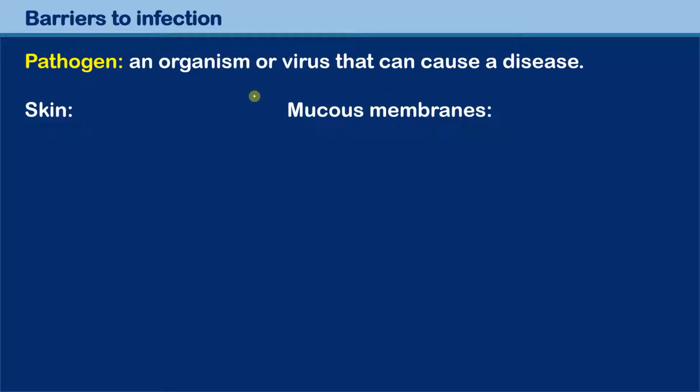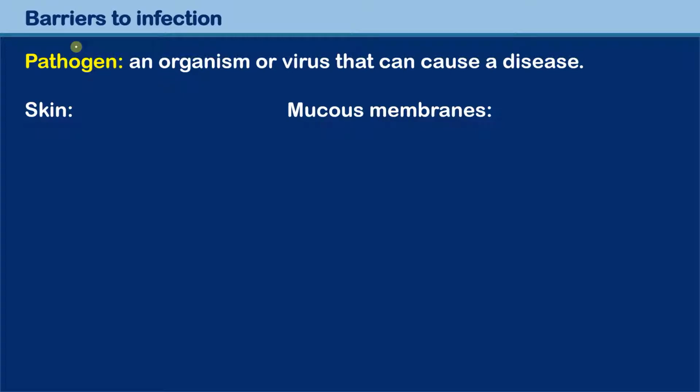A pathogen is an organism or a virus that can cause a disease. Organisms can include bacteria or fungi, even parasites. Viruses are non-living, and therefore we have to list them separately. So viruses are not organisms, however, they can still be pathogens.